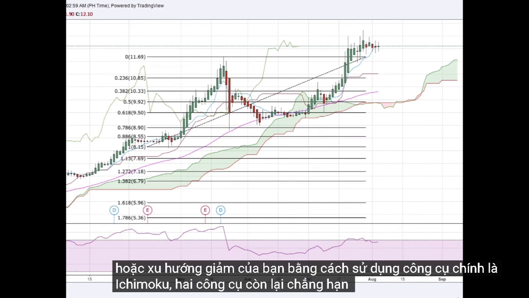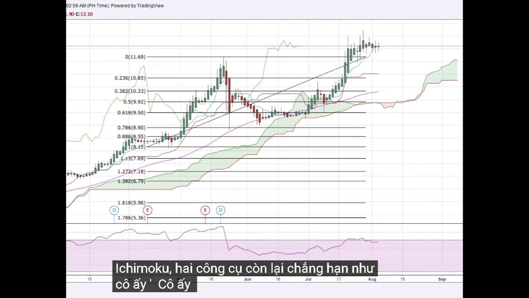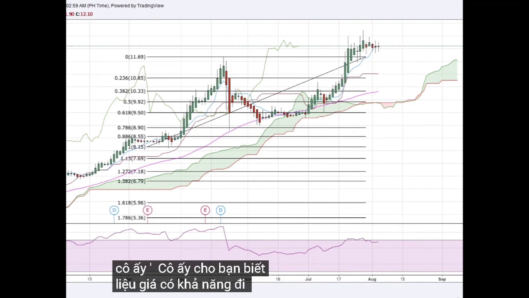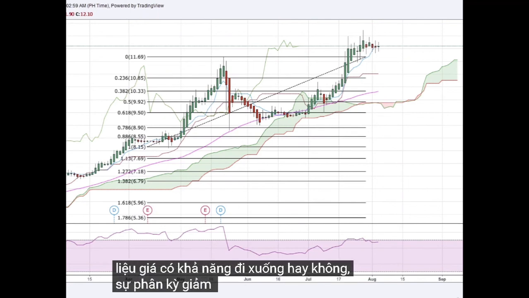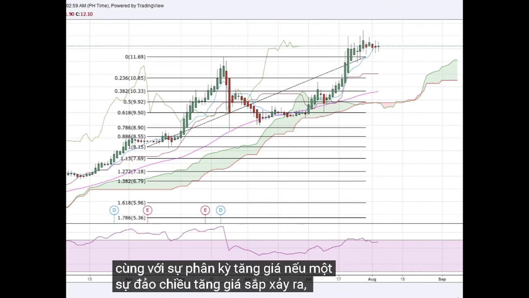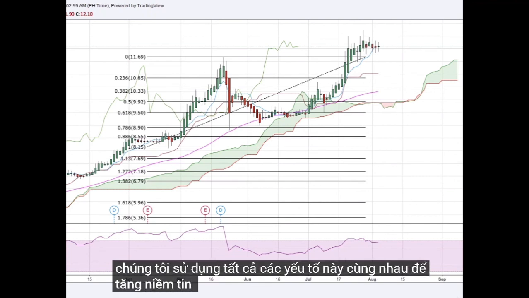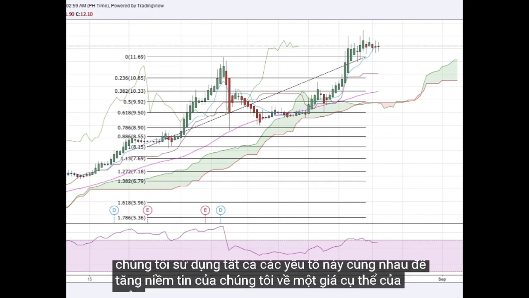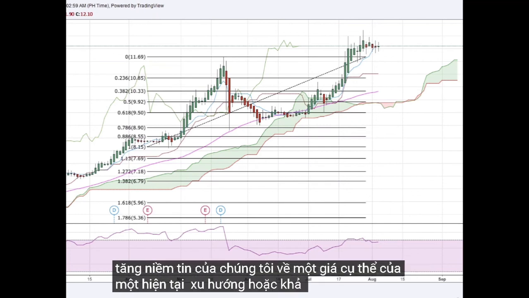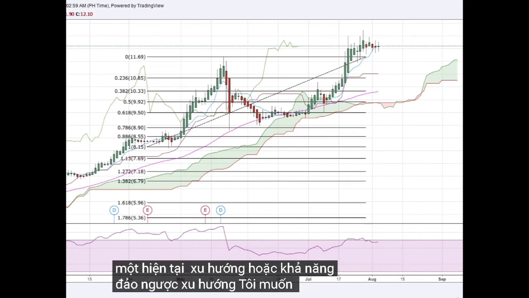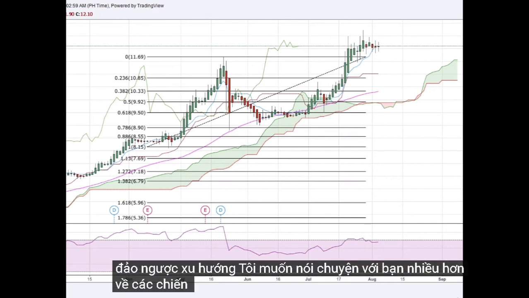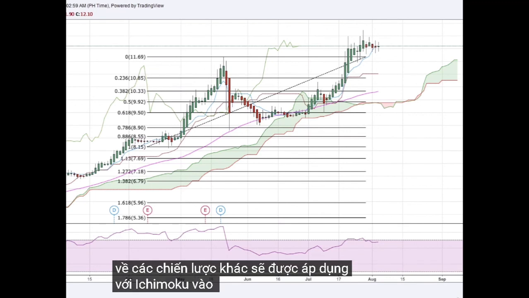The other tools, such as Heikin Ashi, let you know whether price is likely to go down. Bearish divergences also tell you that, along with bullish divergences if a bullish reversal is about to happen. So we use these elements all together to increase our conviction of an existing trend or a possible trend reversal. So I'd like to talk to you more about other strategies to be employed with Ichimoku next week.